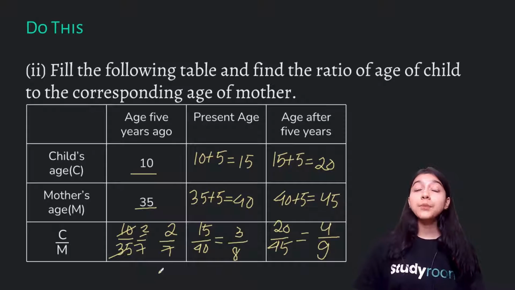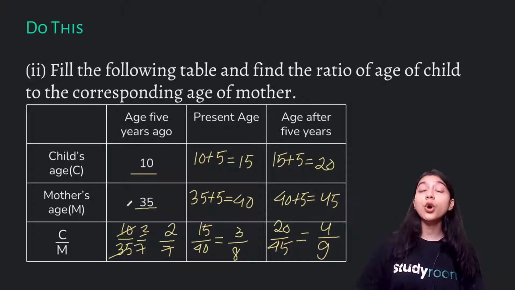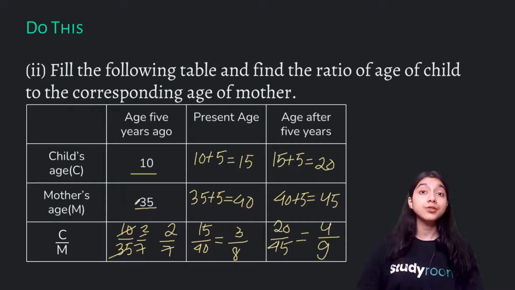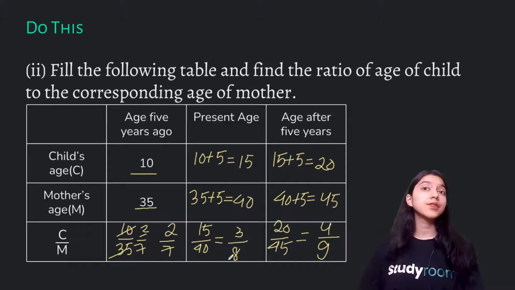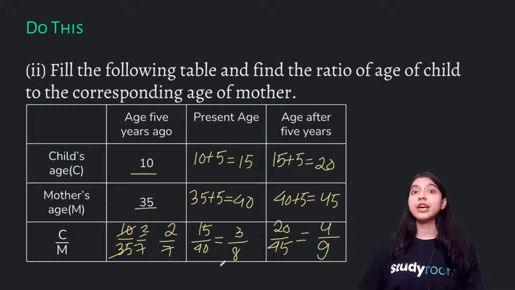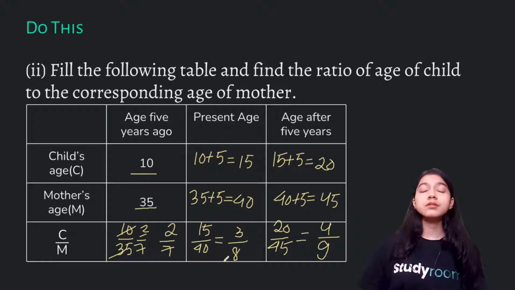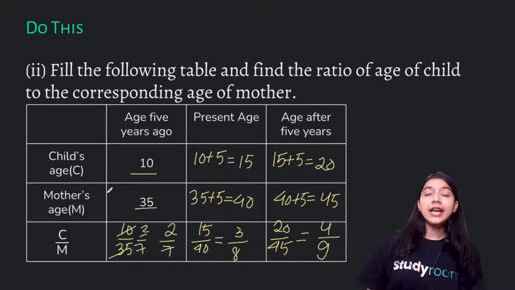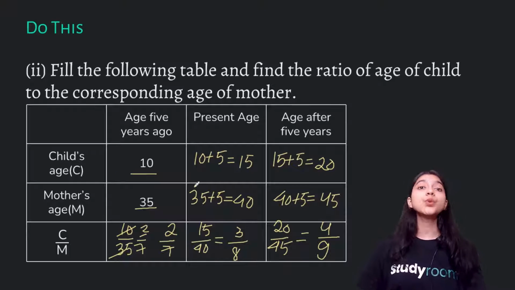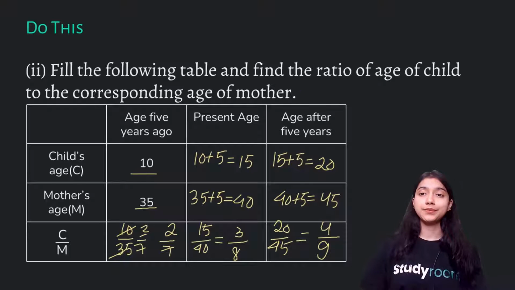So in this example, we are observing that the ratio of the age of child and mother is not a constant. In the first case, we have 2 by 7. In the second case, we have 3 by 8. And in the third case, we have 4 by 9. So this question is not an example of direct proportion. That means that the age of child is not in direct proportion with the age of mother.